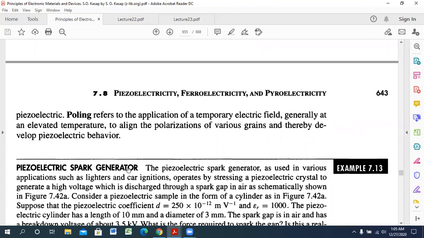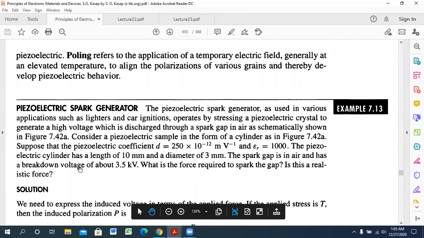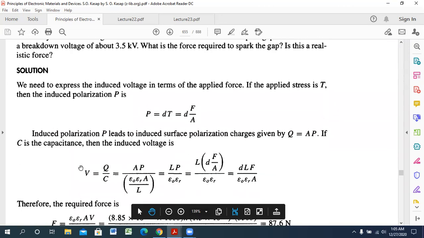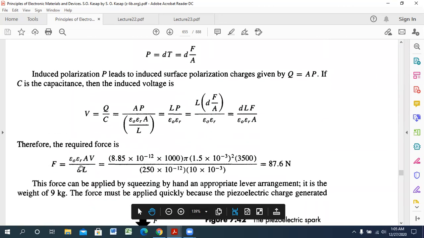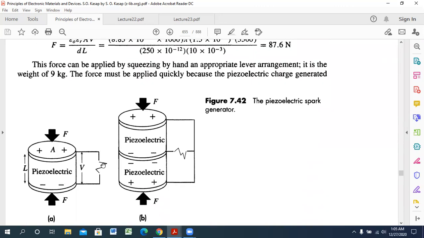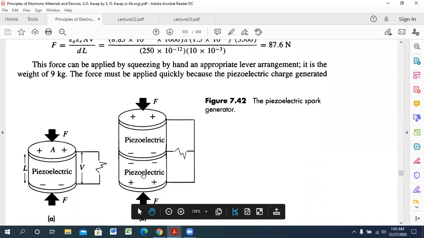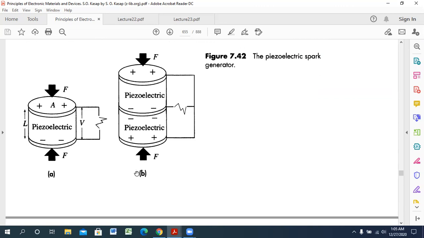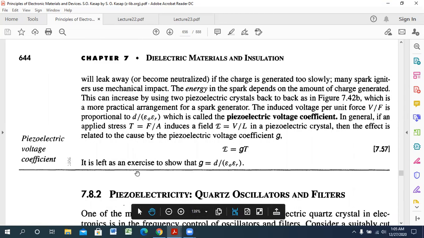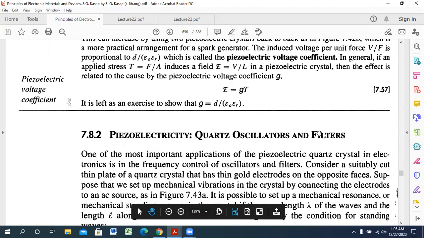Then example 7.1 is also very important. That one is the piezoelectric spark generator. Please try to go through that, and also the mathematical parts. This is the piezoelectric effect. Here there is a combination of two piezoelectric materials, and the piezoelectric voltage coefficients. Please go through these things, they are very important.